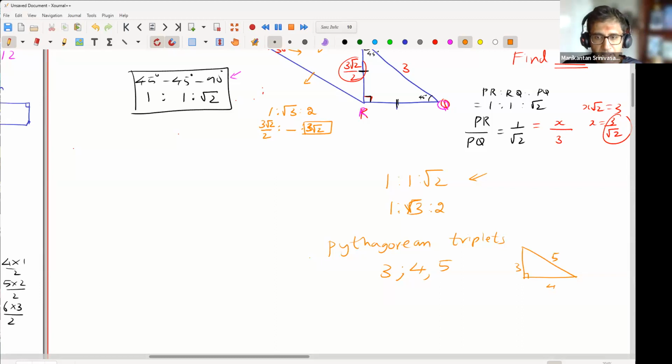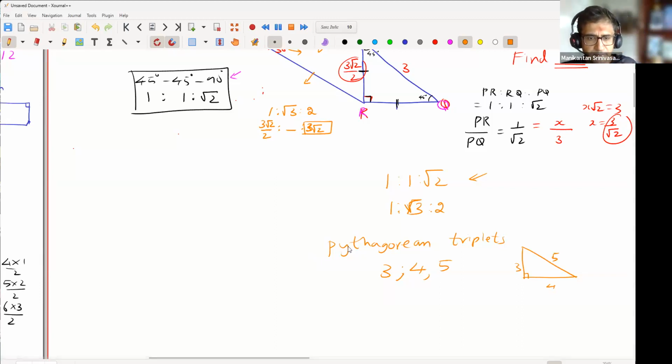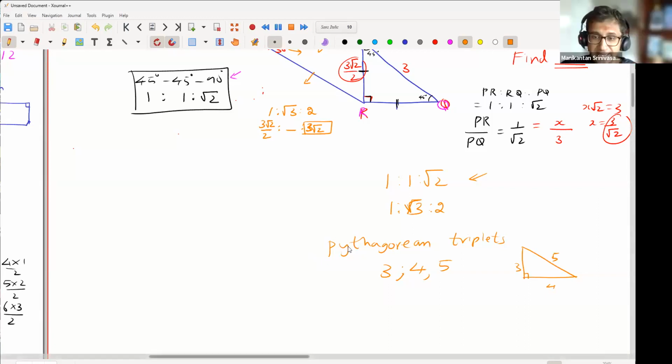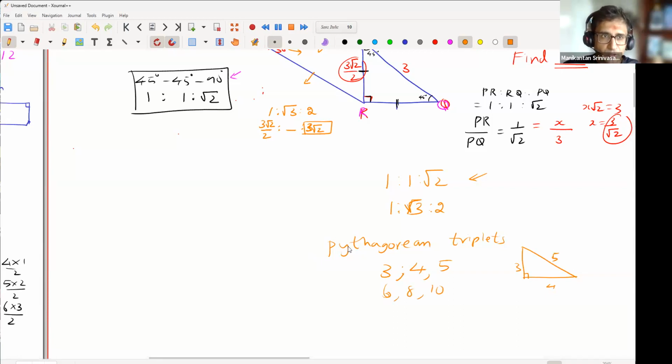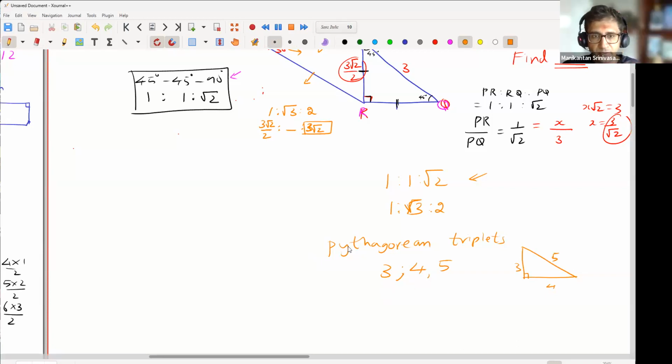Rachit, can you tell me another triplet like 3, 4, 5? 6, 8, 10. Okay, but I won't allow 6, 8, 10 because if you simplify it, there's a common factor of 2. It reduces to 3, 4, 5. So can you tell me something which even after reduction, the final state, is something different from 3, 4, 5?